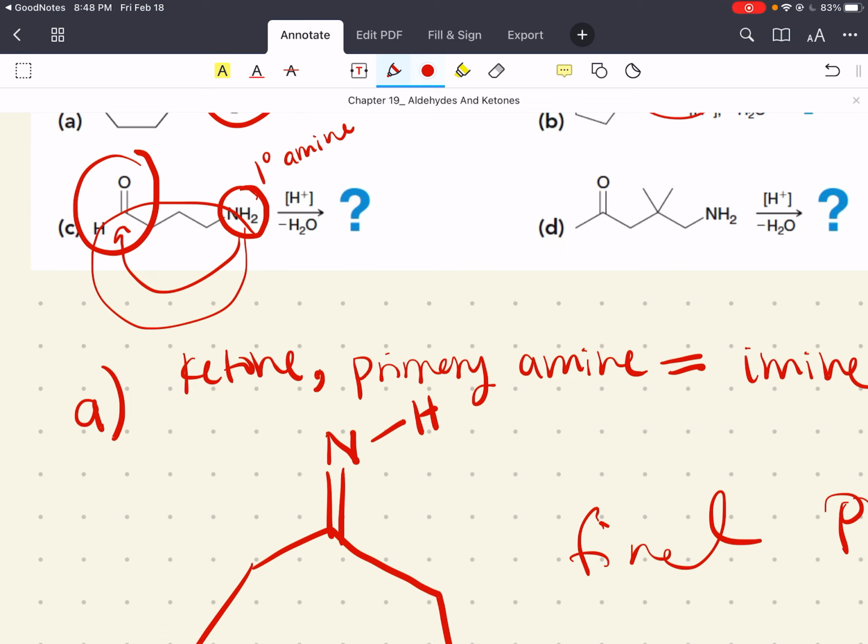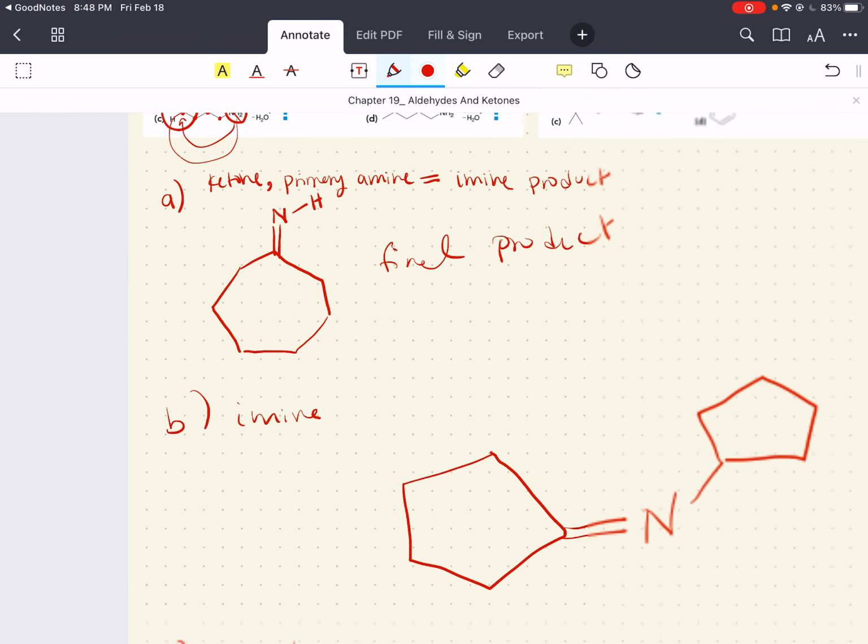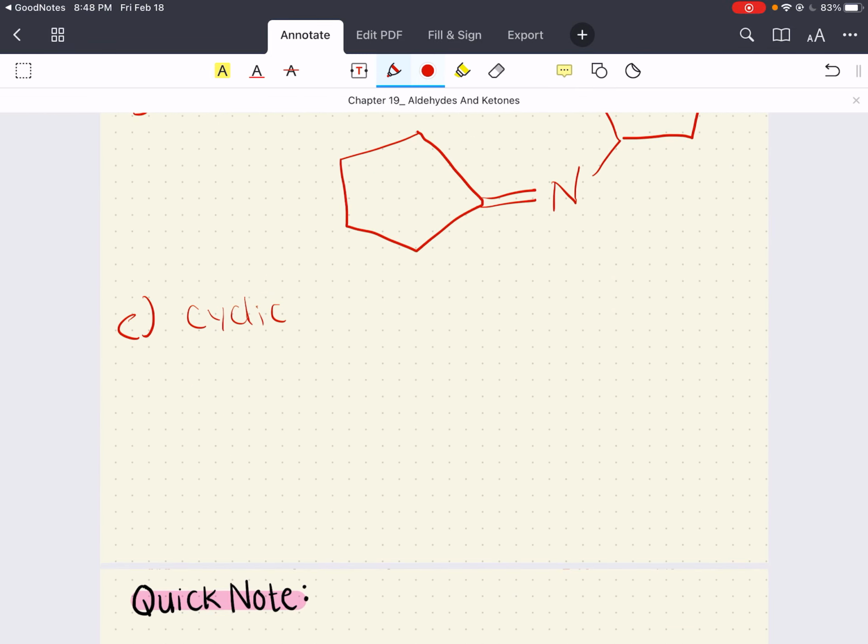Easy. Let's count. 1, 2, 3, 4, and nitrogen is going to end the ring. So it's going to be a 5-membered ring where one of the points is going to be nitrogen. So we're going to do 1, 2, 3. Let me do this better. 1, 2, 3. I cannot do this right. Like so, and the nitrogen will be at this corner here.